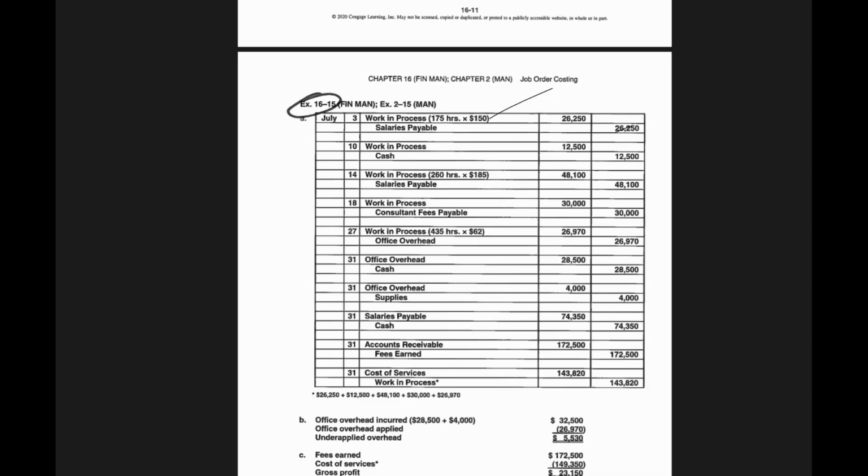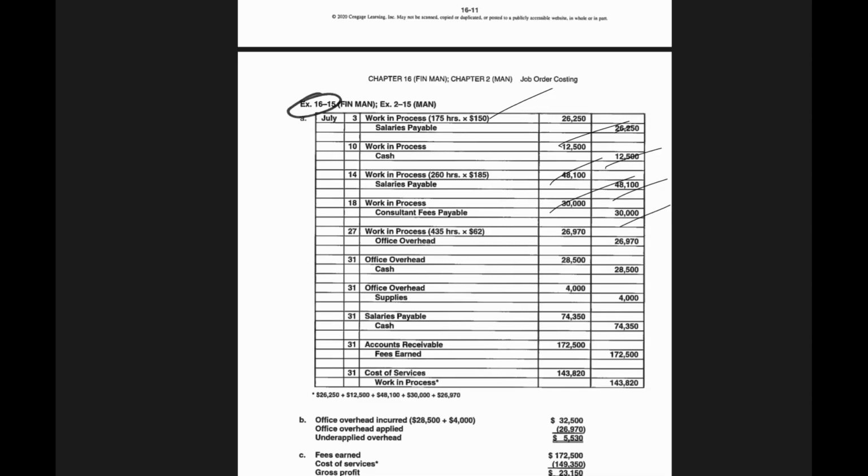Number 10, or July 10, reimbursed travel costs, $12,500. So we paid it, add it to the job. 260 hours of professional time was charged at $185. Again, there's our payable, put it into the job. On the 18th, received an invoice for some consultants. We pay it, incur the liability, charge it to the job.